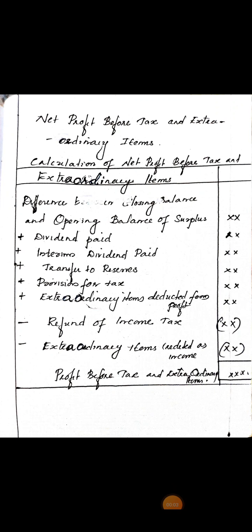Next, net profit before tax and extraordinary items. It is a starting point for calculating cash flow from operating activity. Calculation of net profit before tax and extraordinary items.